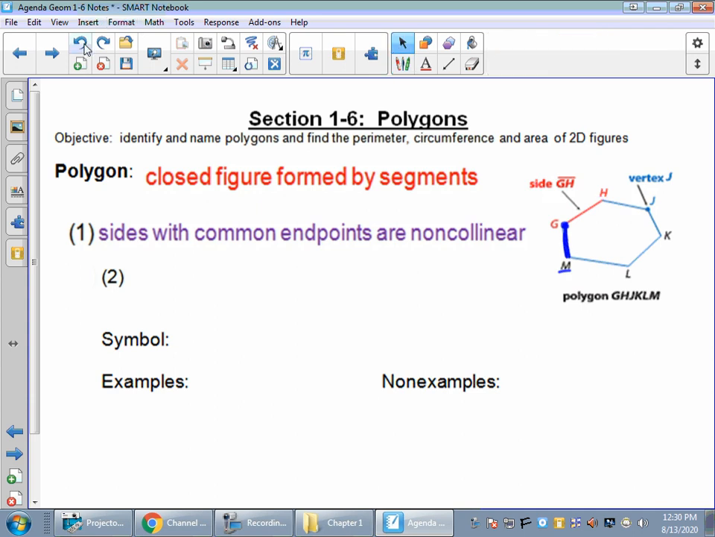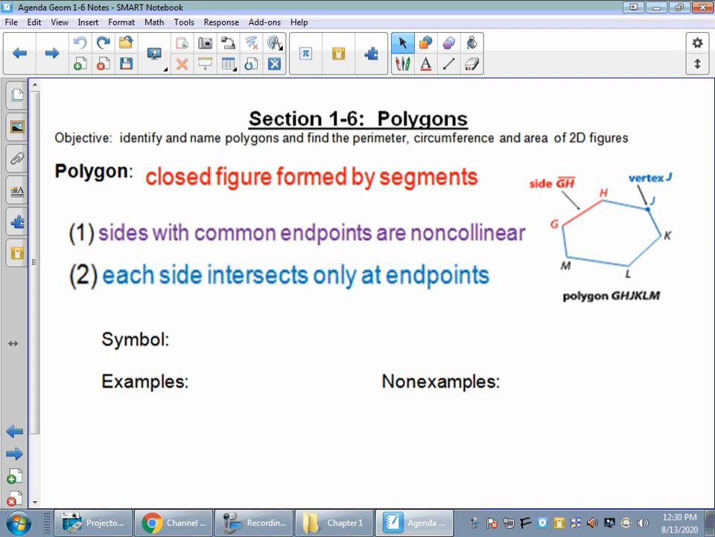The other stipulation would be that each side intersects only at the endpoints. So GH intersects with JH at point H, but that's the only place that they intersect. They don't intersect anywhere else. It's made up of line segments and vertices.